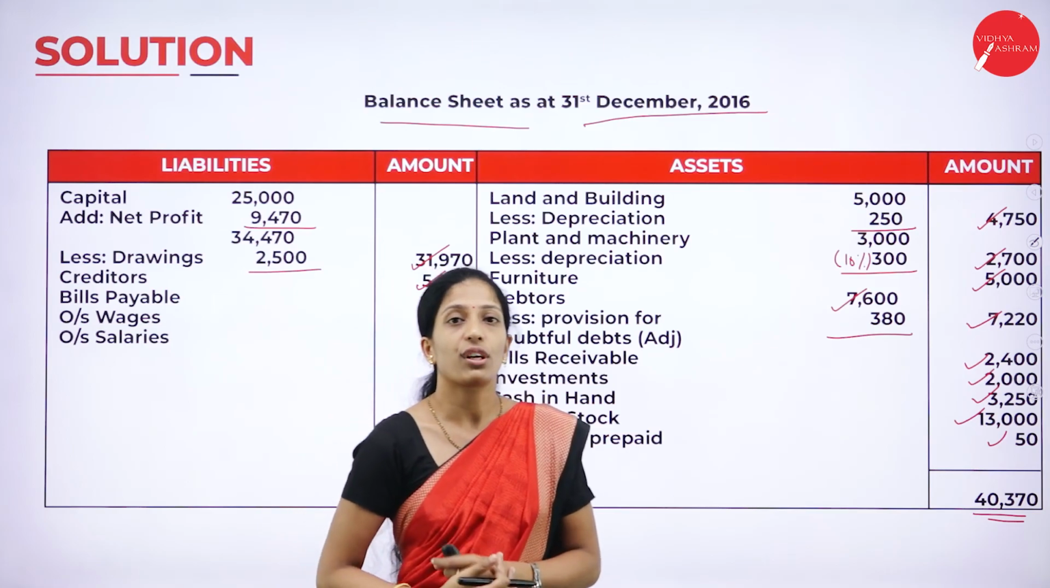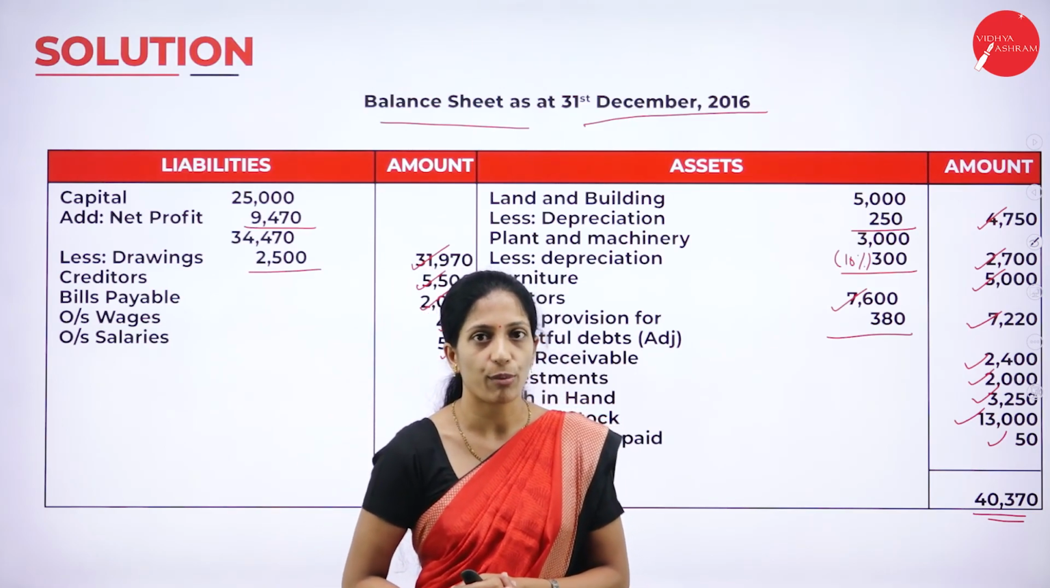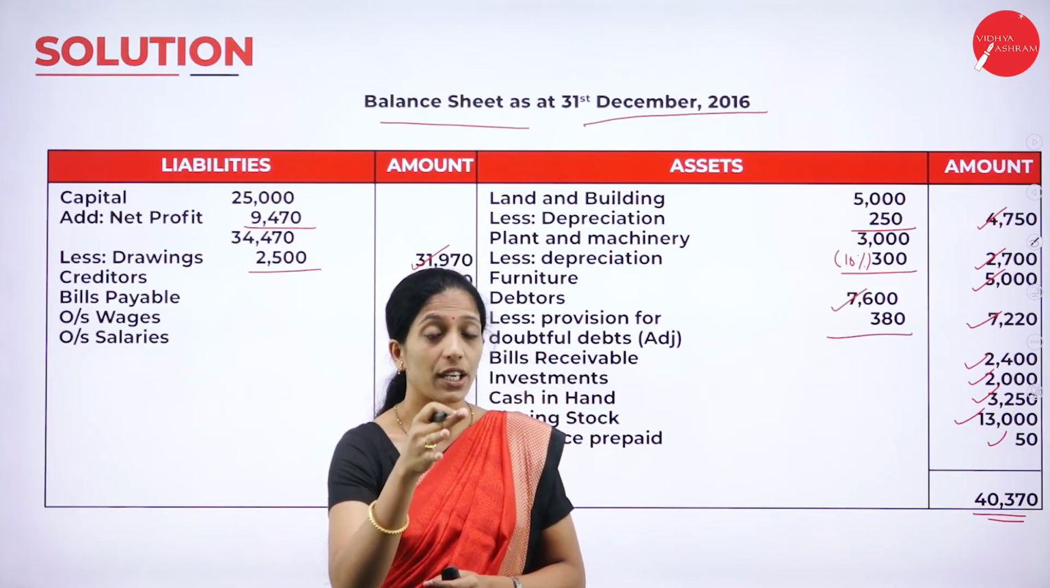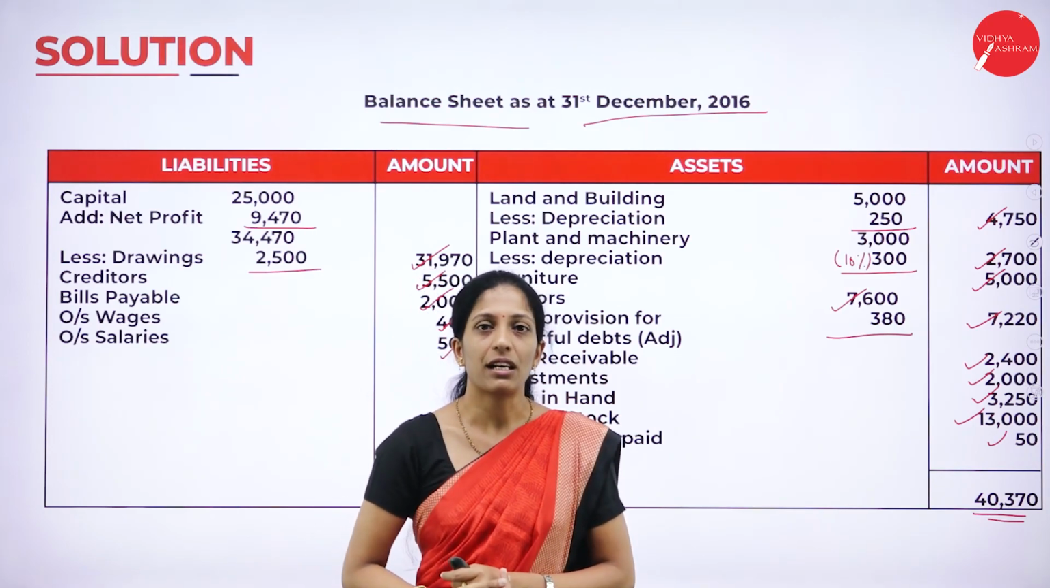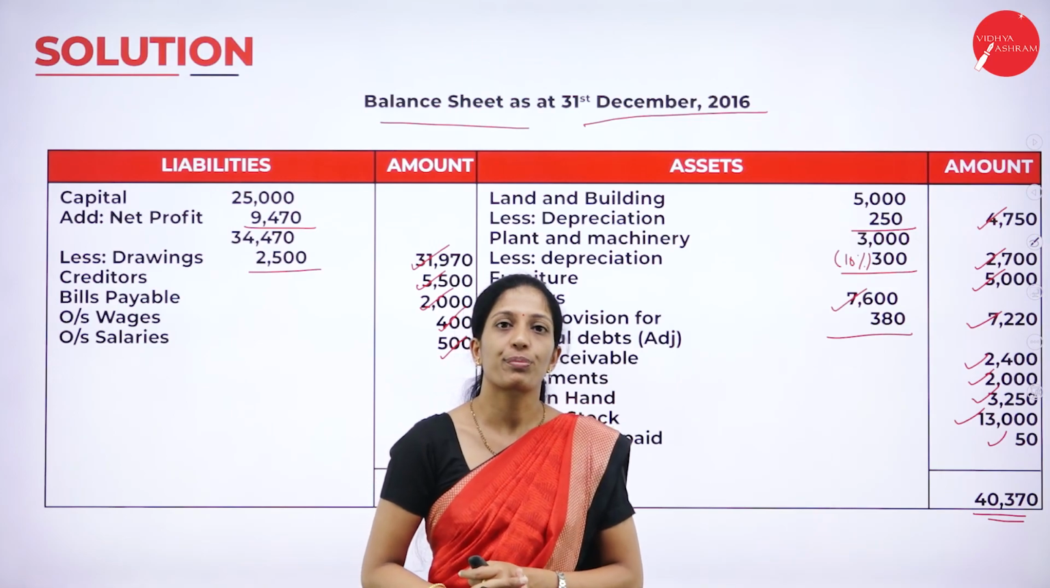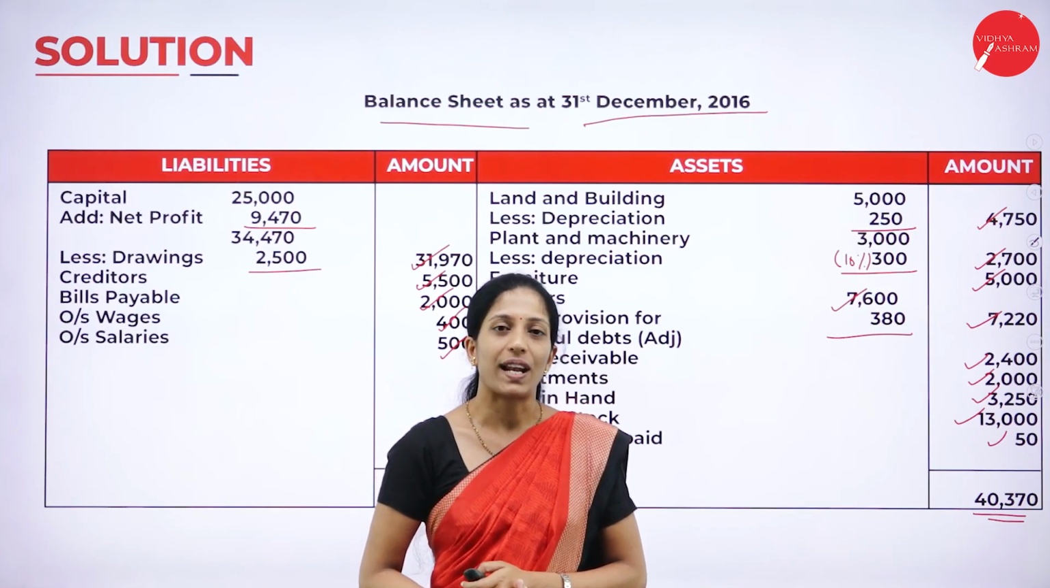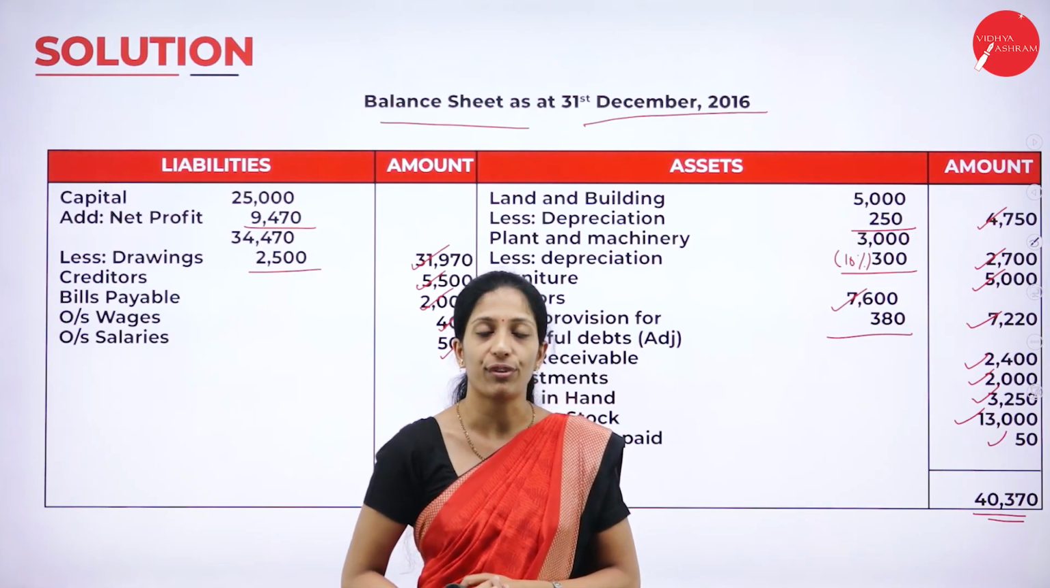So this is how you are going to solve a 15 marks problem, where you will get the trial balance along with the adjustments, and you have to prepare the financial statements like the trading profit and loss account as well as the balance sheet at the end of the financial year.